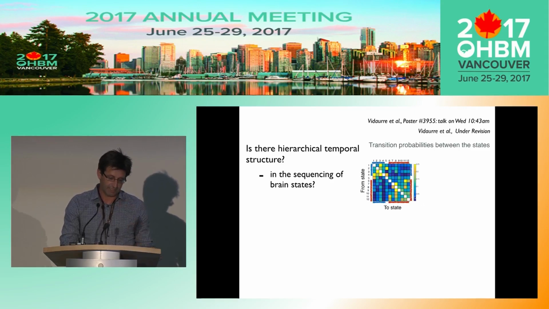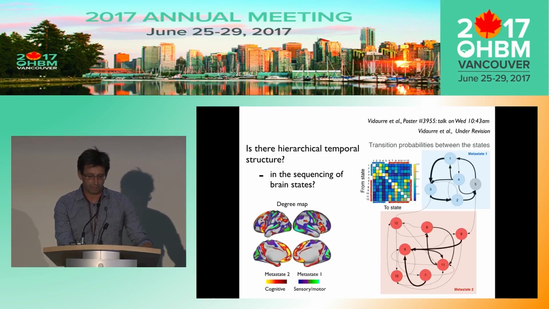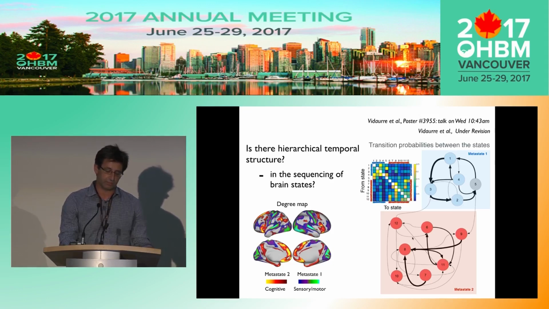And what you can see here is it's not quite as striking as the correlation structure in the occupancies per subject, but if you look at the plotting of this matrix in a different form and do statistical testing, you can show that there's, again, these two groupings of states, whereby you tend to cycle between the states that correspond to primary sensory and motor states, and correspondingly tend to cycle between states that correspond to cognitive states, with much more infrequent transitions between those 2 groupings.